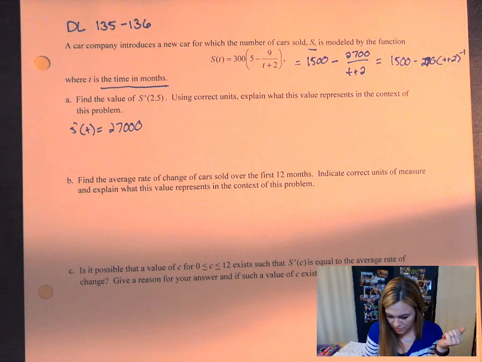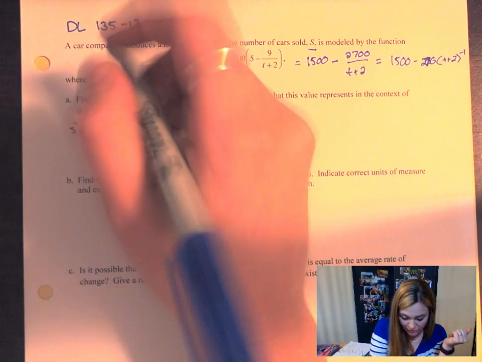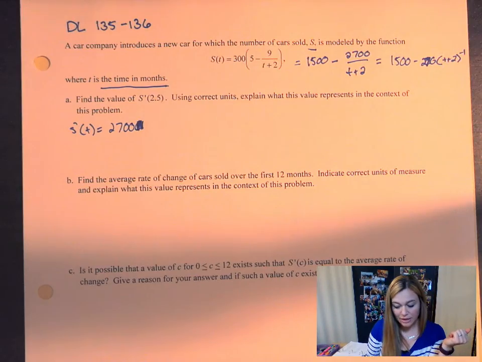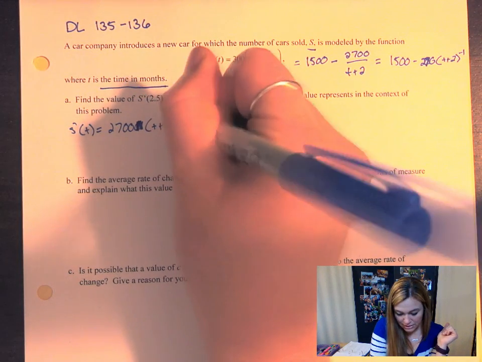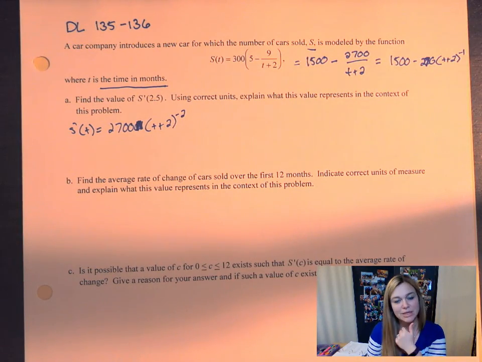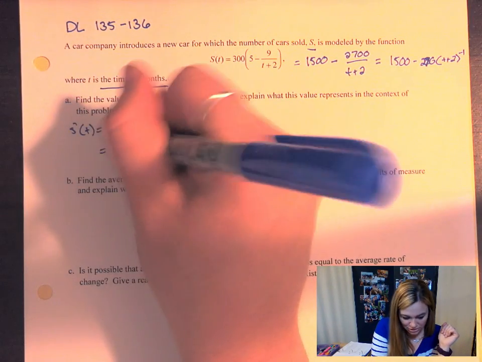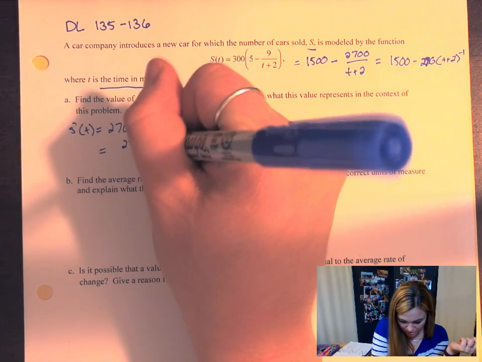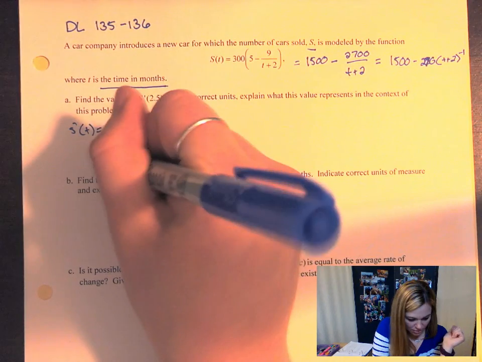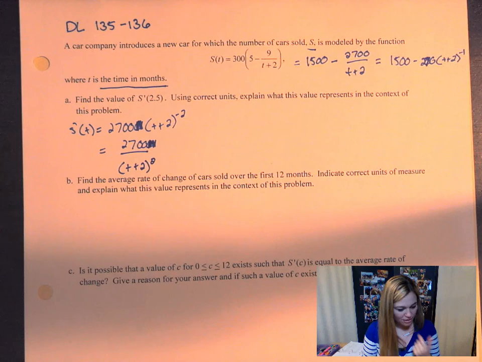Did I have too many zeros? I think so. 300 times 9 was just 2700. Okay, so we leave the inside alone. It's a negative second power times the derivative of the inside, because chain rule. The derivative of the inside is just 1. We can rewrite this as 2700 over (t plus 2) squared.